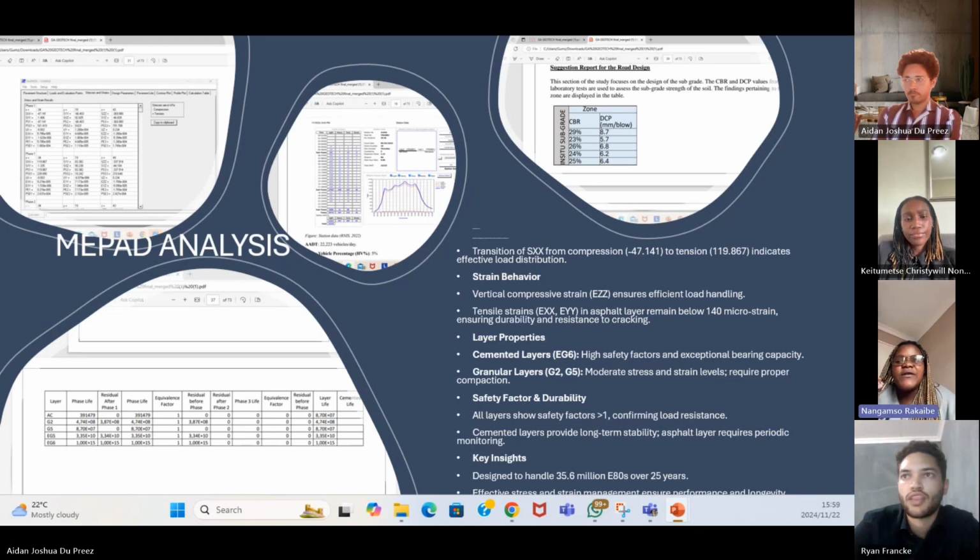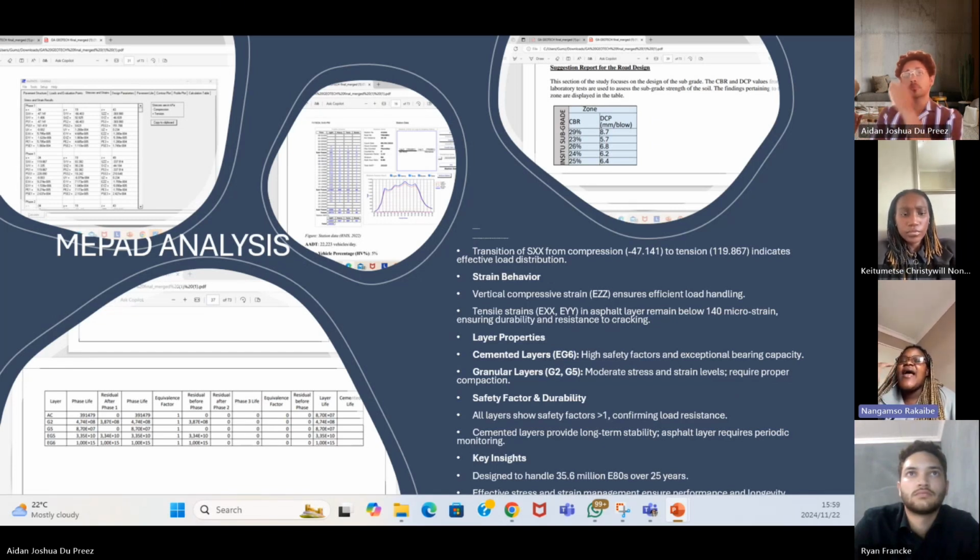They require careful compaction to ensure optimal performance. The MEPAD analysis suggests that the granular layers should be well compacted to achieve the necessary stiffness and prevent excessive deformation over time. The granular materials such as G2 and G5 are important for distributing the traffic loads to the subgrade, and their performance is critical in preventing differential settlement.